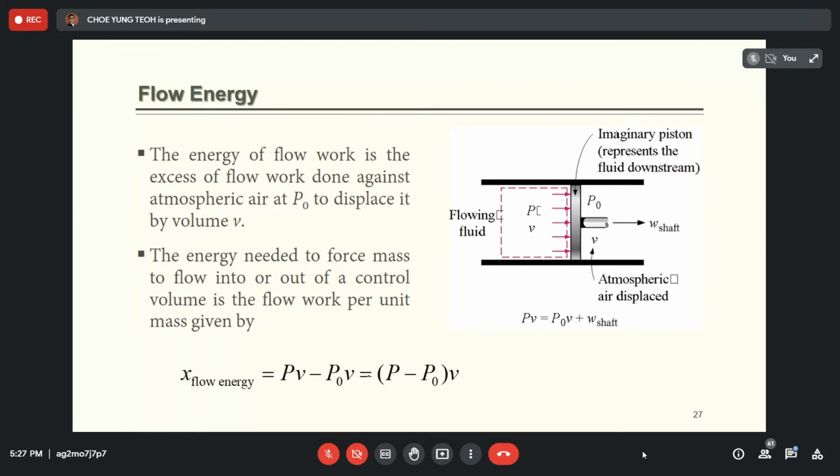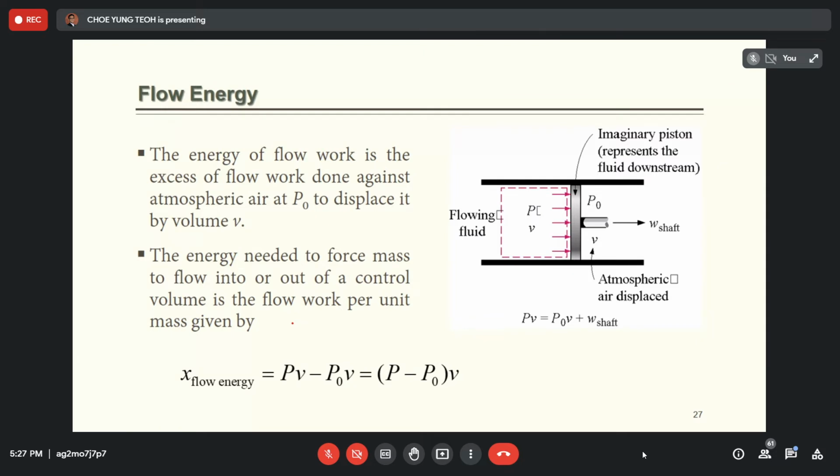And the equation is very similar to the work done to the surrounding. You can see work done to the surrounding is P0 (V2 minus V1), or V minus V0. But this one is P minus P0 multiplied by V, where V refers to the volume. But of course, whenever you have flow energy, we will not have the work done to the surrounding. Whenever we have the work done to the surrounding, we do not have the flow energy.